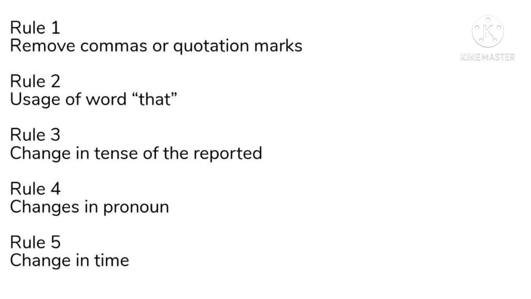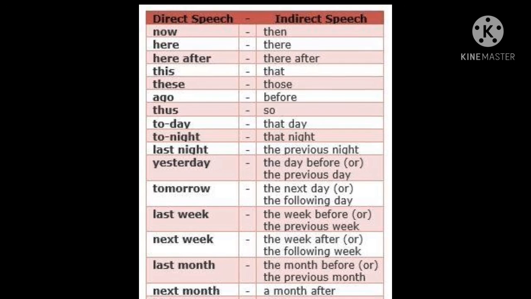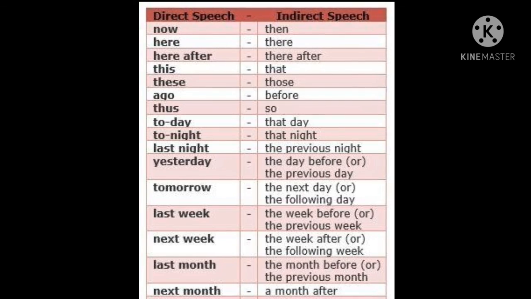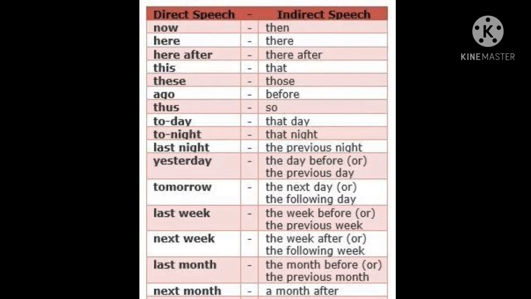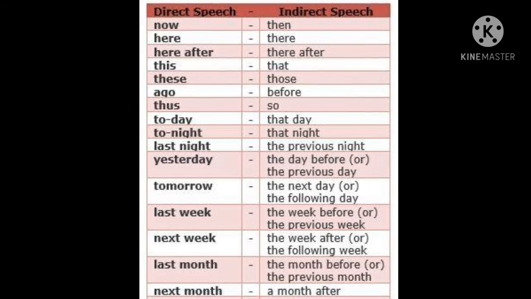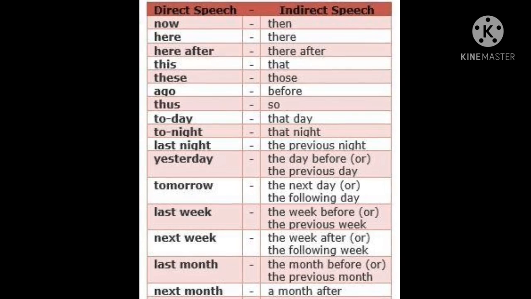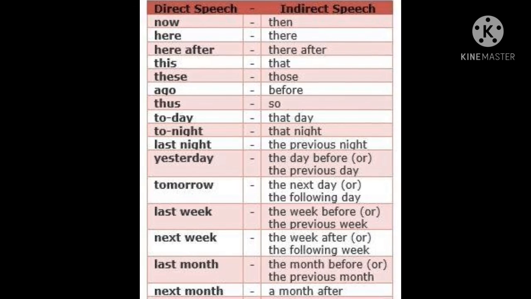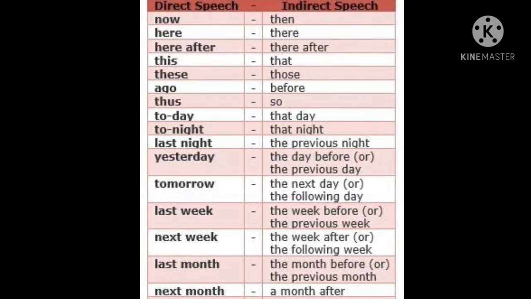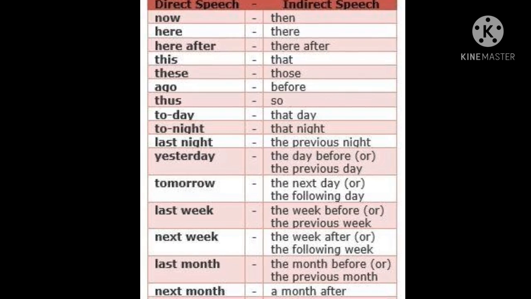Rule number 5. If there is time mentioned in the sentence of direct speech, the time will be changed in indirect speech. For example, tomorrow changes into the next day. Today changes into that day. Now changes into then. Here changes into there. Yesterday changes into the previous day. This changes into that. These changes into those.